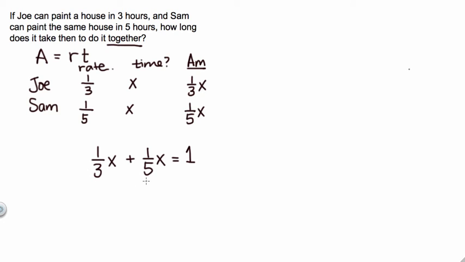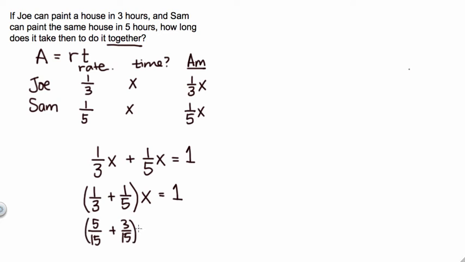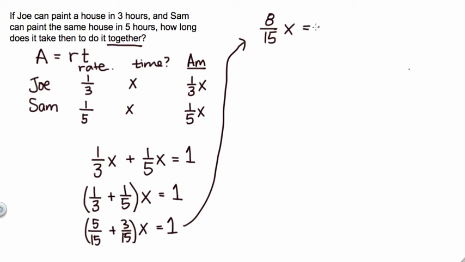So we have to find the least common denominator. They both have x in common. So instead of doing 1/3 x plus 1/5 x, I just need to add 1/3 and 1/5, and they're both going to be multiplied by x, equal to 1. So the least common denominator for 3 and 5 is 15. So this is going to be 5 over 15 plus 3 over 15, x equals 1. And once we get to that point, we can add. So it's 8 over 15 x is equal to 1.